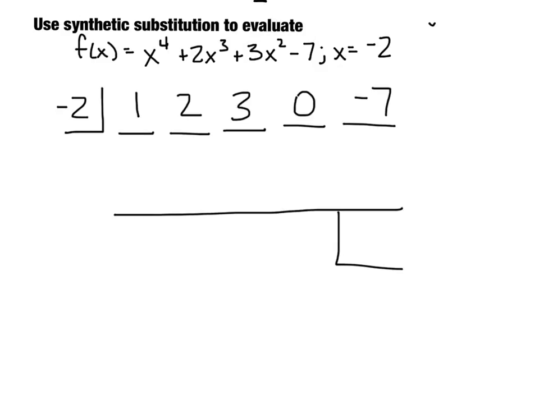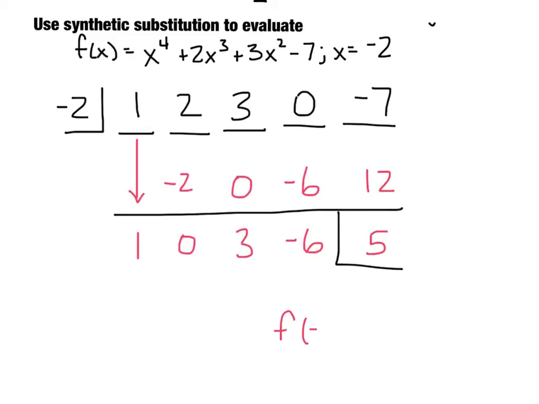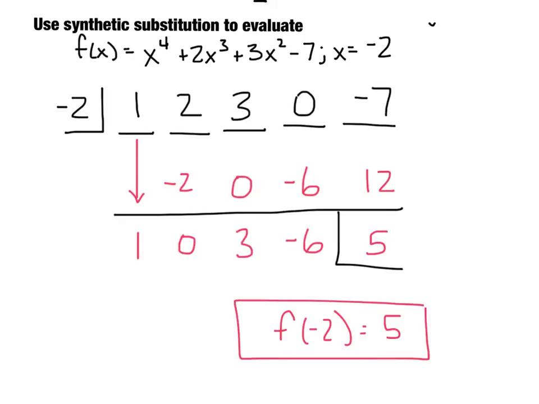All right. So we drop down the 1. 1 times negative 2 is negative 2. And then 2 plus negative 2 is 0. Negative 2 times 0 is 0. 3 plus 0 is 3. Negative 2 times 3 is negative 6. 0 plus negative 6 is negative 6. Now, finally, negative 2 times negative 6 is positive 12. Negative 7 plus 12 is 5. So f of negative 2 equals 5. And that's synthetic substitution.